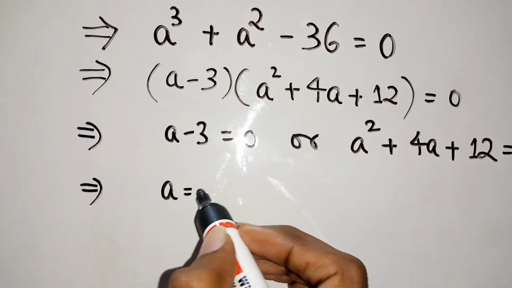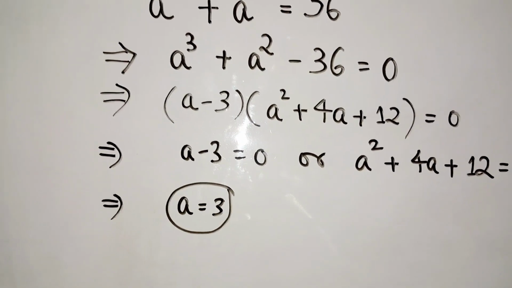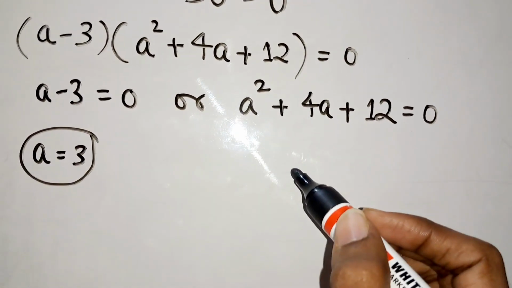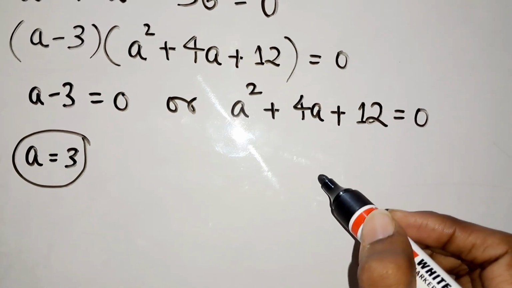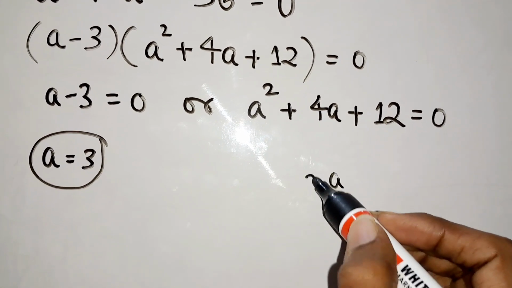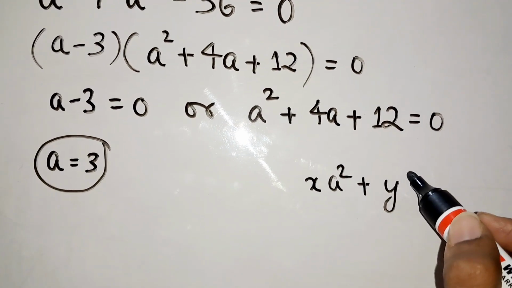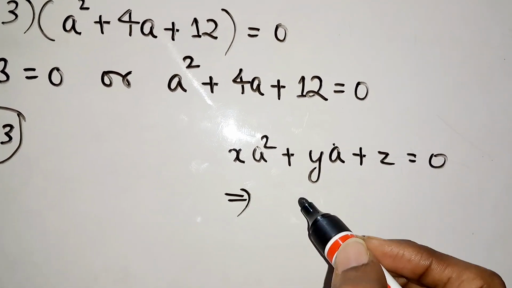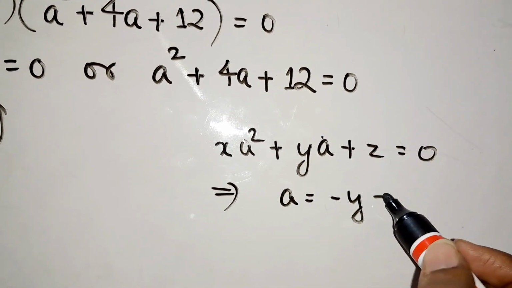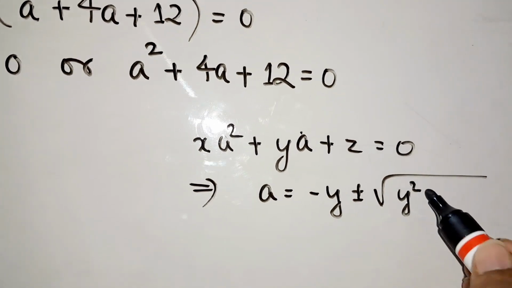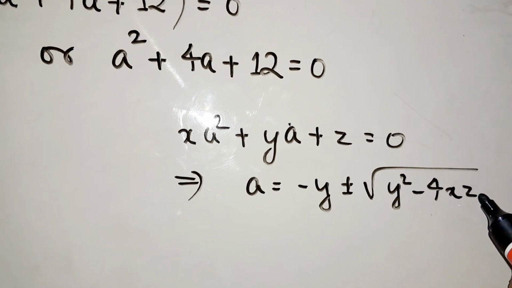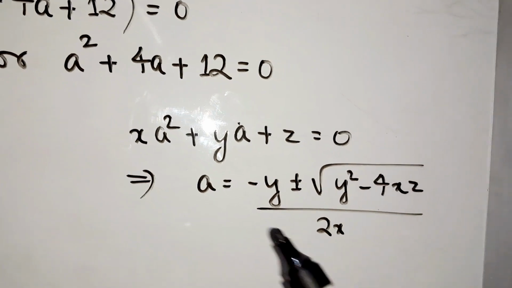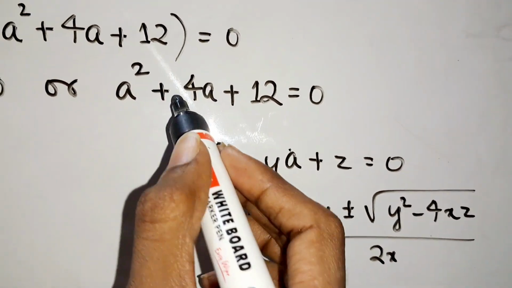This implies either a equals 3, one value we got, or we have to simplify this one. And this is nothing but a quadratic equation of the form x a square plus y a plus z equals 0, whose value is given by minus y plus or minus square root of y square minus 4xz, whole divided by 2x. This is a quadratic equation of this form and its solution is given by this. So we have to apply this here.